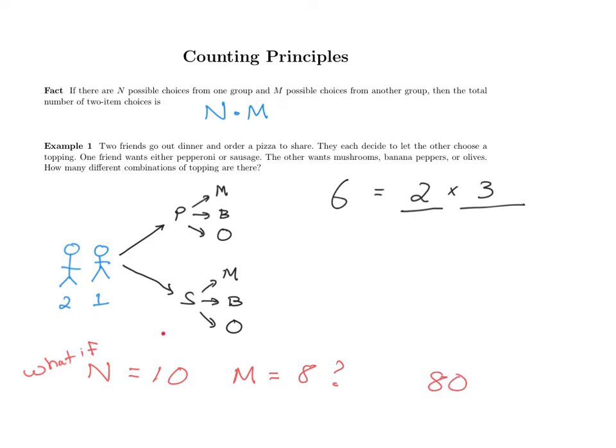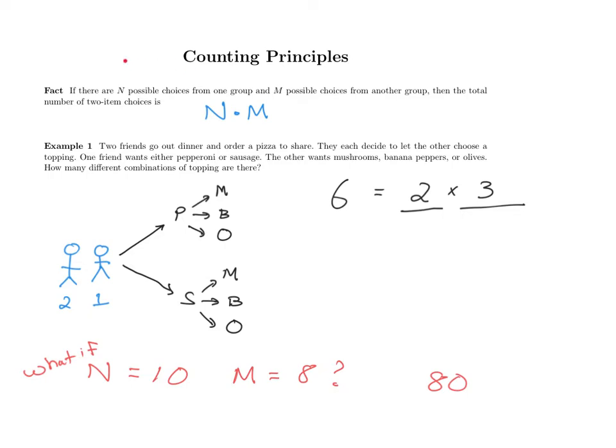Why does this process make sense? Well, first, you'd have not 2 arrows, but 10 arrows. And then for each of those 10 arrows, there are 8 possible choices. So you're taking 8 and counting it a total of 10 times. That is precisely what 10 times 8 is equal to.